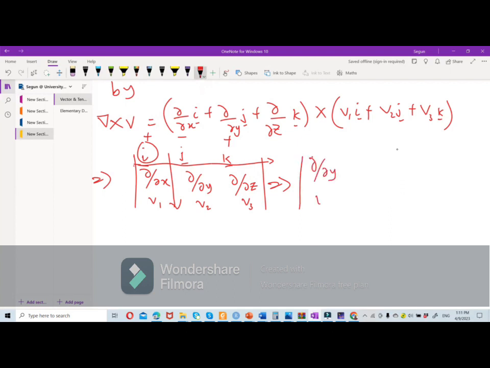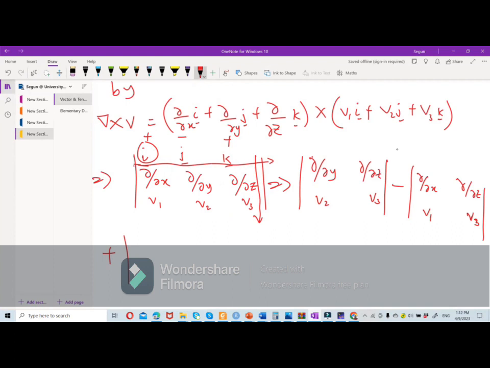d dy v2, d dz v3, minus, because of the negative here, you release this column, and it will also be parallelized. It remains d dx v1, d dz v3, plus, release this one, you pick this.